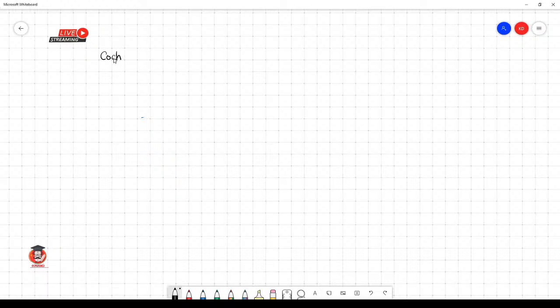Okay. So if you have any doubt, please go through the previous classes. This is the last class of linear model. So Cochran's theorem.